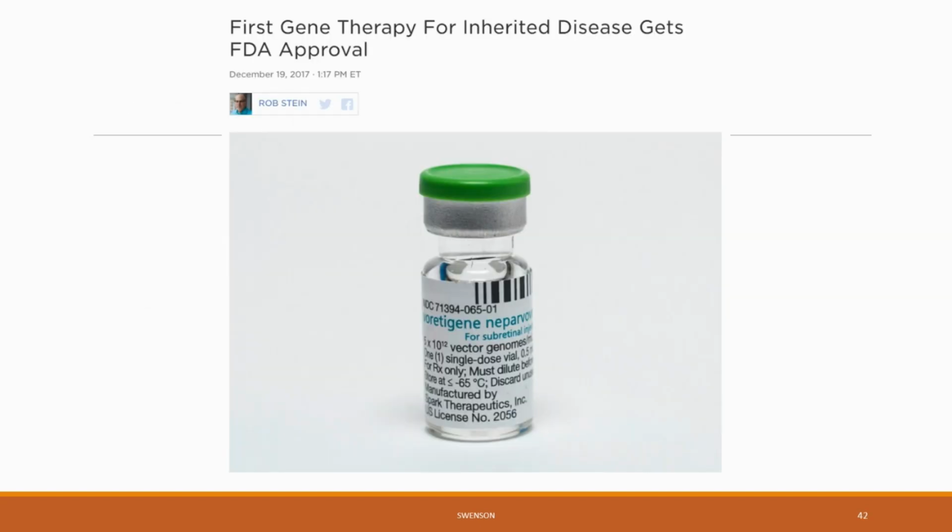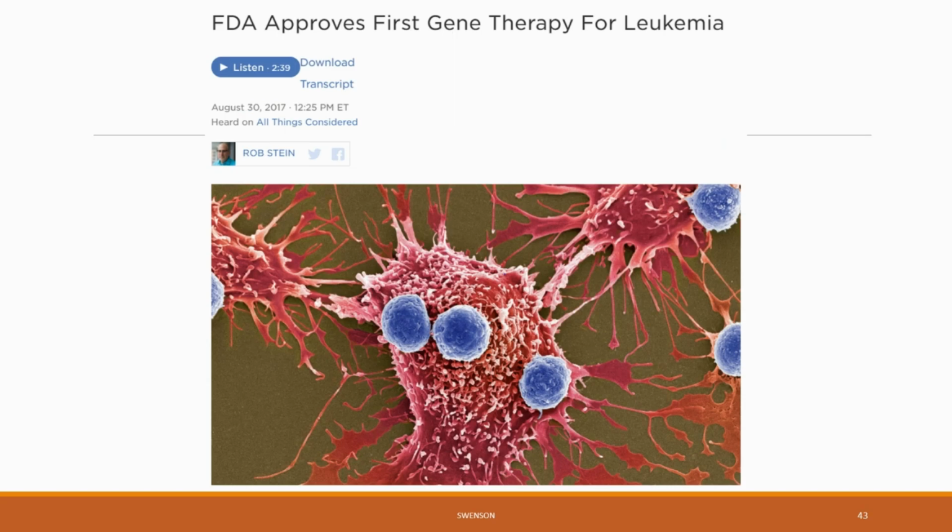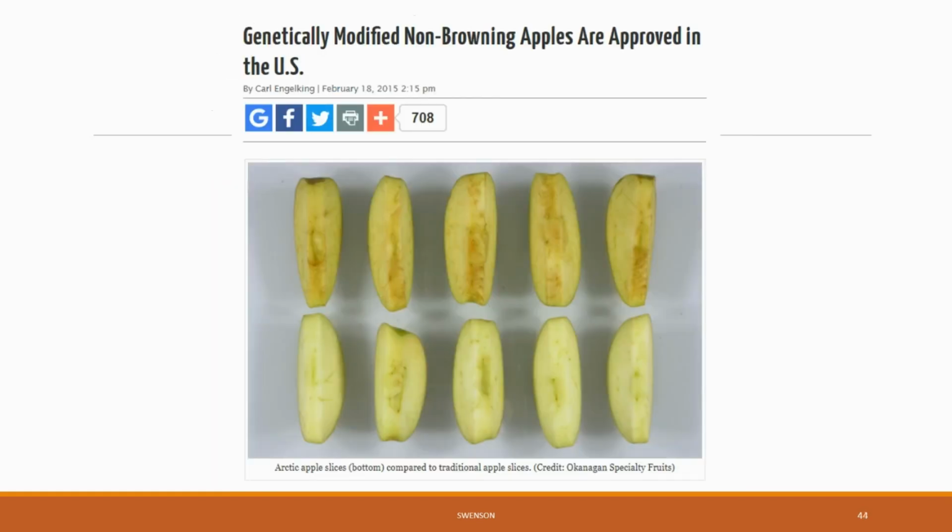With recent advents in genetic engineering, research, and biotechnology, the applications of biology are beginning to expand quite a bit here. For example, in 2017, we have the first gene therapy approved by the FDA. This particular gene therapy was to treat a form of retinal disease. Additionally, we had FDA approve the first gene therapy for leukemia. And we also now have the Arctic apple slices, which have the gene responsible for browning in apples removed.